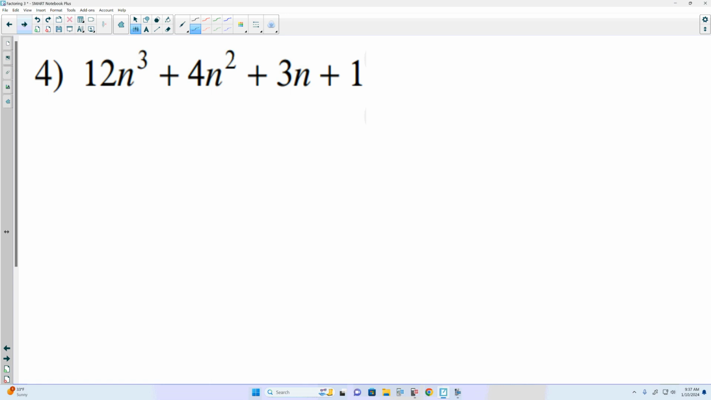Unfortunately, it can't because the n to the third and n squared are not like terms. We can't actually combine them.